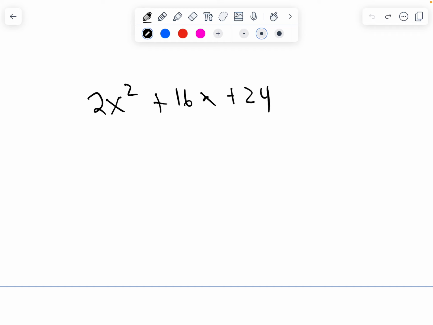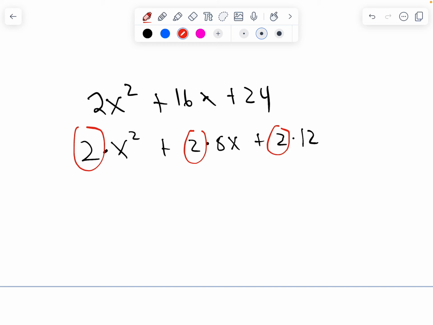And what do I mean when I say factor it out? By factor it out, we're going to look at this. Every number here is divisible by 2. In other words, 2 is a factor of each of these terms. So we have 2, 2, 2. Well, that makes me think then that we can use the distributive property. So we can put a 2 right here, and everything else goes inside. x squared plus 8x plus 12.